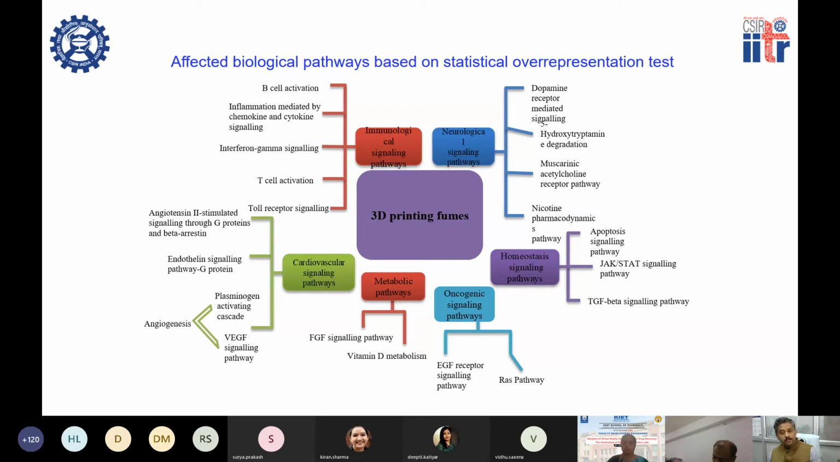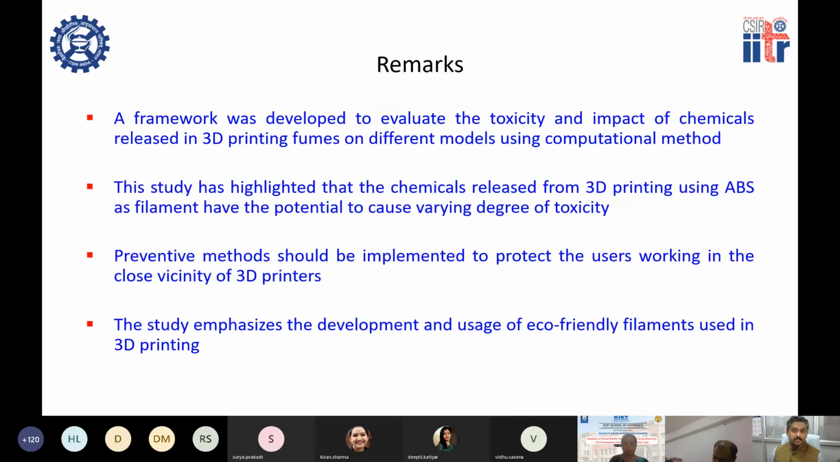And if you want to develop new fibers or new materials, we can use this framework. We have a validated risk assessment framework. For any new material, we can screen the compounds coming out in a more reliable way. That's how we developed this framework for 3D printing, particularly for ABS filaments, and this framework can be used for further testing.